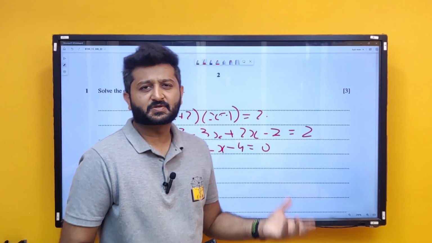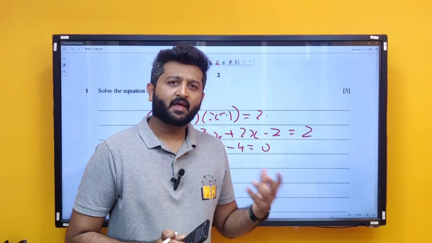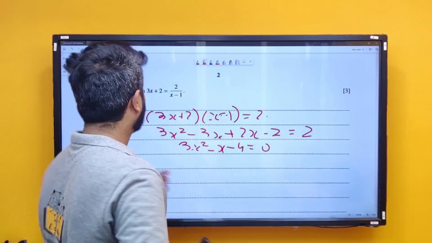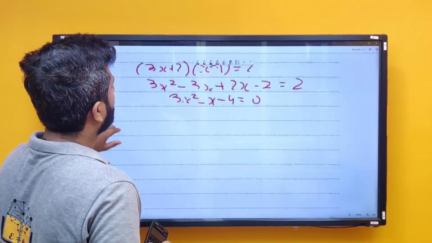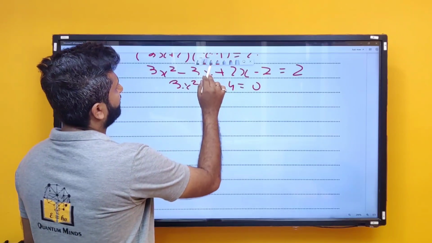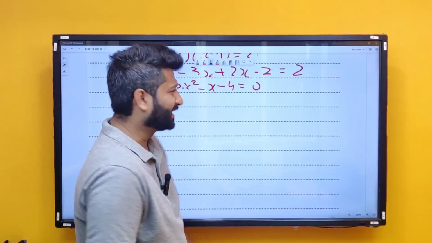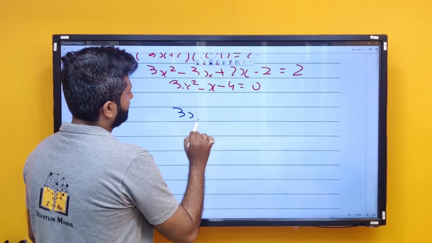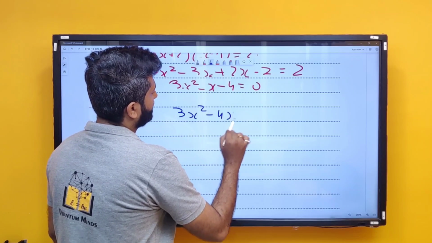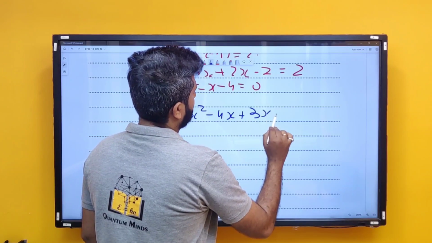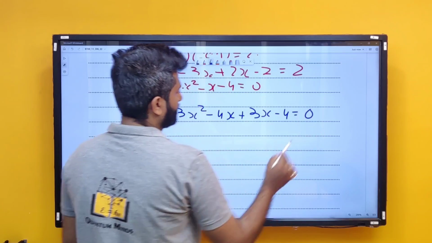Now it means we are supposed to split the middle term in such a way that when you add those two numbers, you should get minus 1, and on multiplication, you should get minus 12. I think these numbers are minus 4 and 3. So 3x squared minus 4x plus 3x minus 4 equals 0.